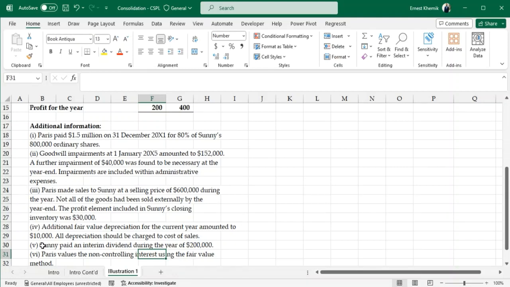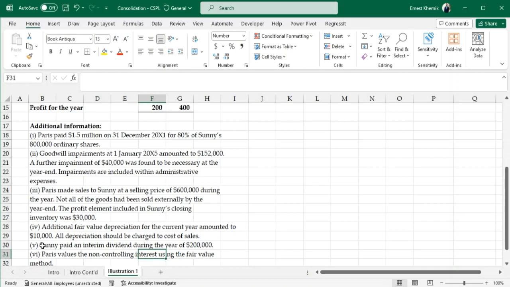Alright. The second information says goodwill impairment at 1st January 20x5 amounted to $152,000. A further impairment of $40,000 was found to be necessary at the year end. Impairments are included within administrative expenses. The third one says Paris made sales to Sunny at a selling price of $600,000 during the year. Not all of the goods have been sold externally by the year end.